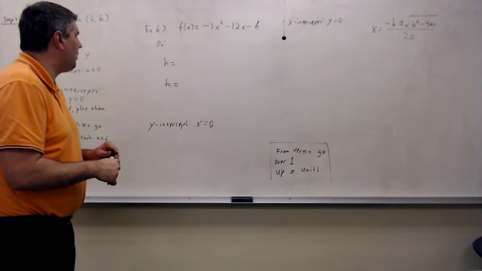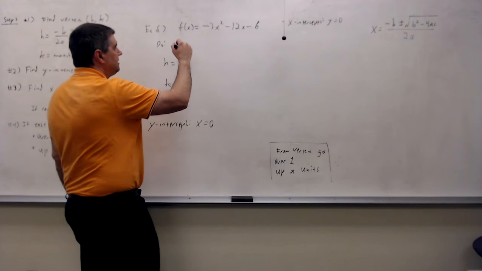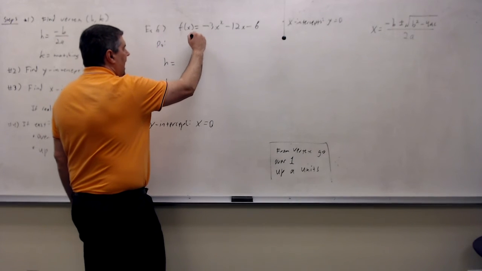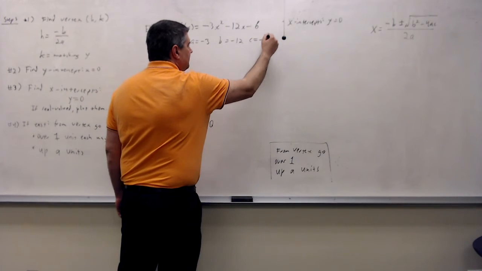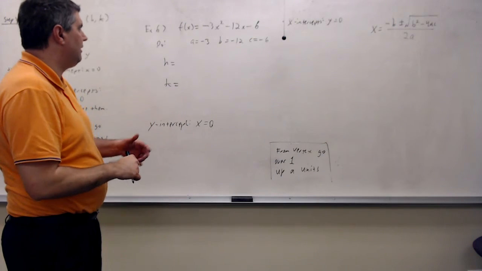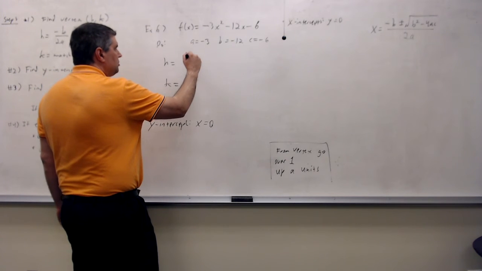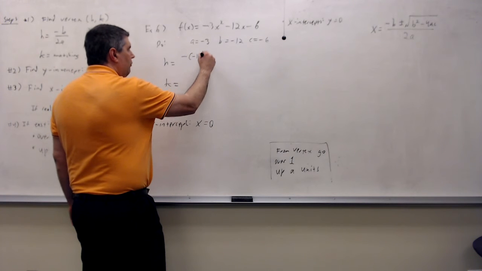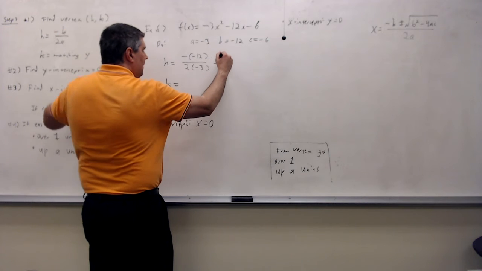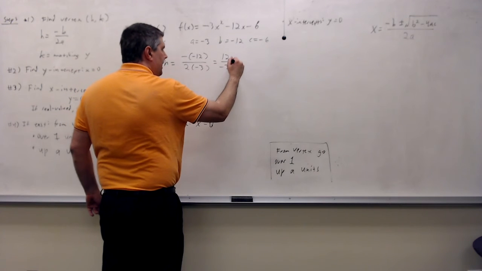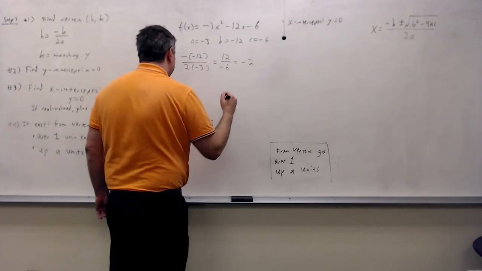Final example that I am planning on doing. f(x) is negative 3x squared minus 12x minus 6. So first, a is negative 3, b is negative 12, and c is negative 6. Okay, for these purposes, h equals negative 12 over 2 times negative 3. So positive 12 over negative 6 is negative 2.